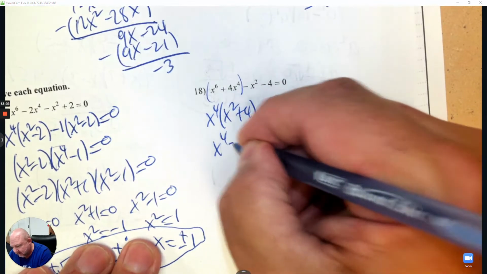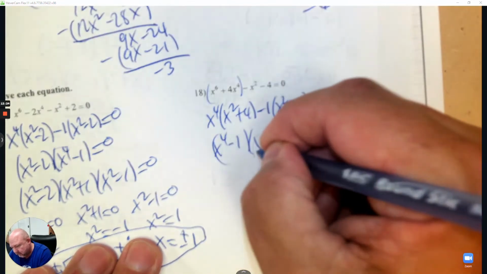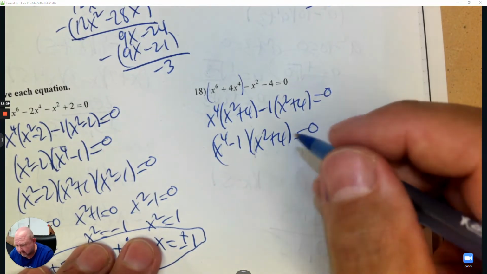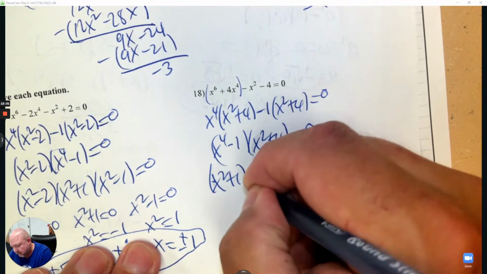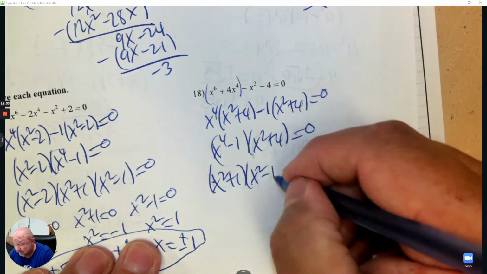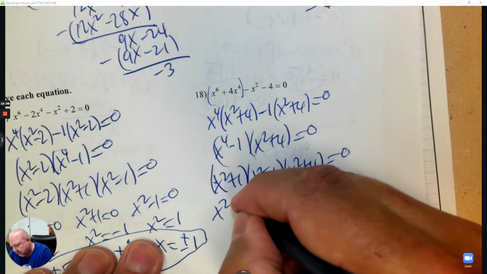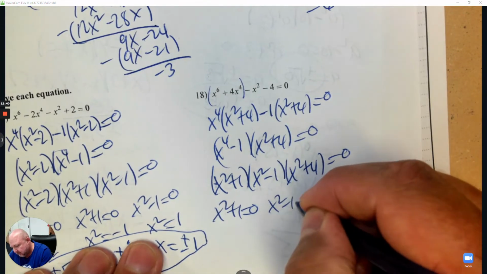We just did x to the 4th minus 1. So we know that's factorable by a difference of squares. x squared plus 4 is not factorable. So this is x squared plus 1, x squared minus 1. And then we take each one of these factors equal to 0, and that gives me all the solutions.